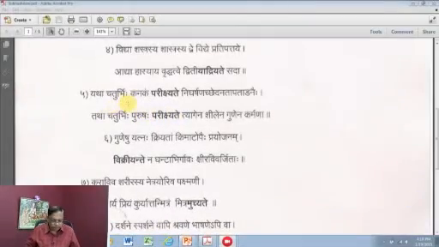So you can open the Subhashita Srinivas. Yes. We completed 4. 4 we have completed. 5th one, you can read.